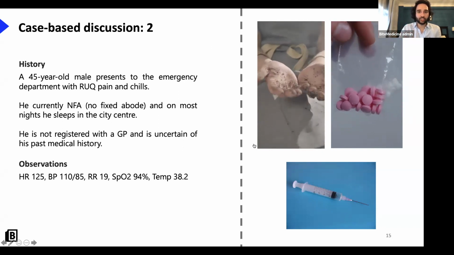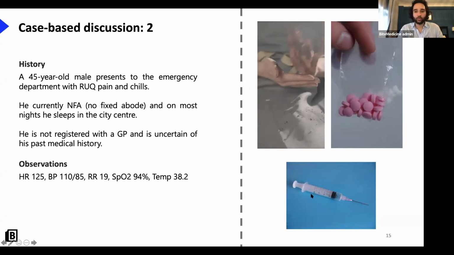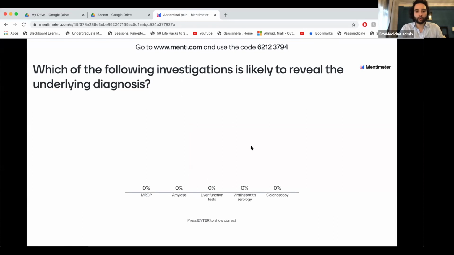So let's head back over to Mentimeter. Hopefully you've got that history in your head. You know, some alarm bells are ringing for you there as well. Let's pop back over here and answer this question together now. So hopefully you can all see this. What do we think, which investigation is most likely to reveal the underlying diagnosis?